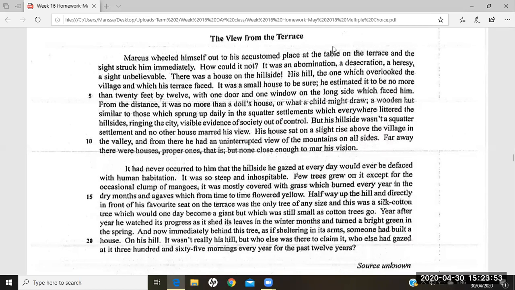I just read the passage for you guys. I'm sure you all grasp something from the passage. We know that the passage mentioned Marcus. What physical state is Marcus in? So we know he can't use his legs. He is in a wheelchair because it said he wheeled himself out. And when he wheeled himself out, what did he see? And how was he feeling?